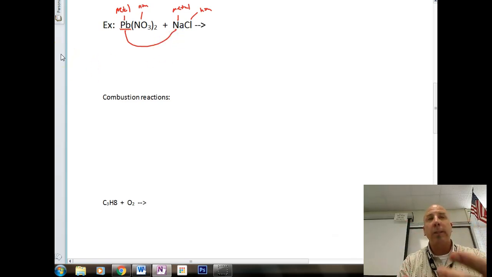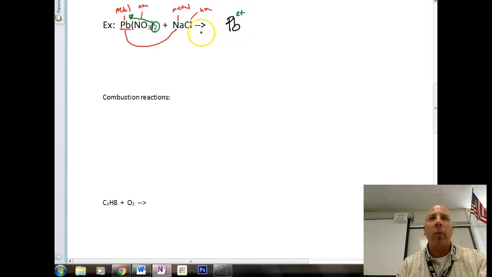Now, when they switch places, we still have to look up charges, crisscross charges, write new formulas. Super important to do that. So let's go ahead and work that through. So we'll start with Pb. And if we look here, what happened is if we do a reverse crisscross, on the lead, this 2 here came from the lead. We crossed it down. So this is going to be a 2+ charge.